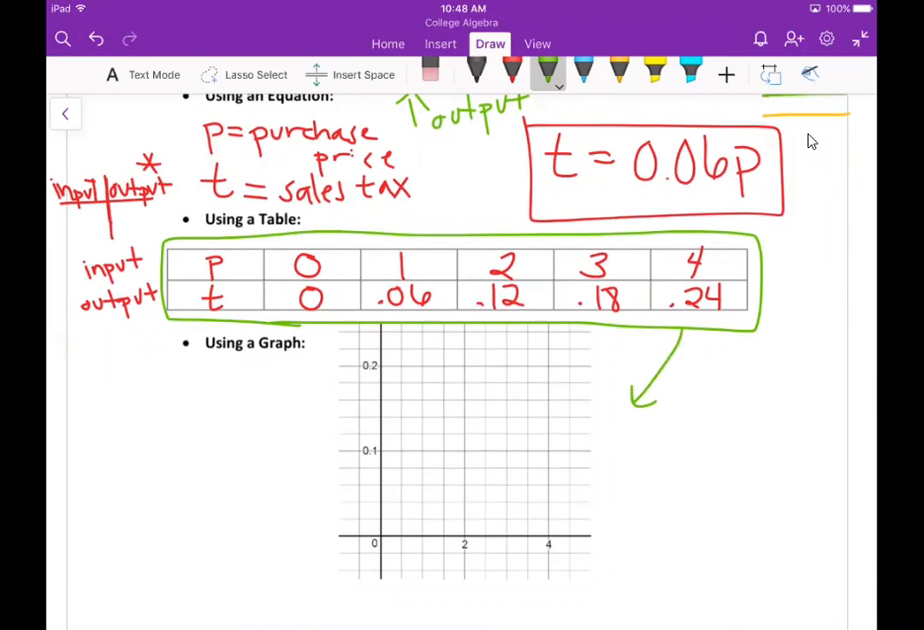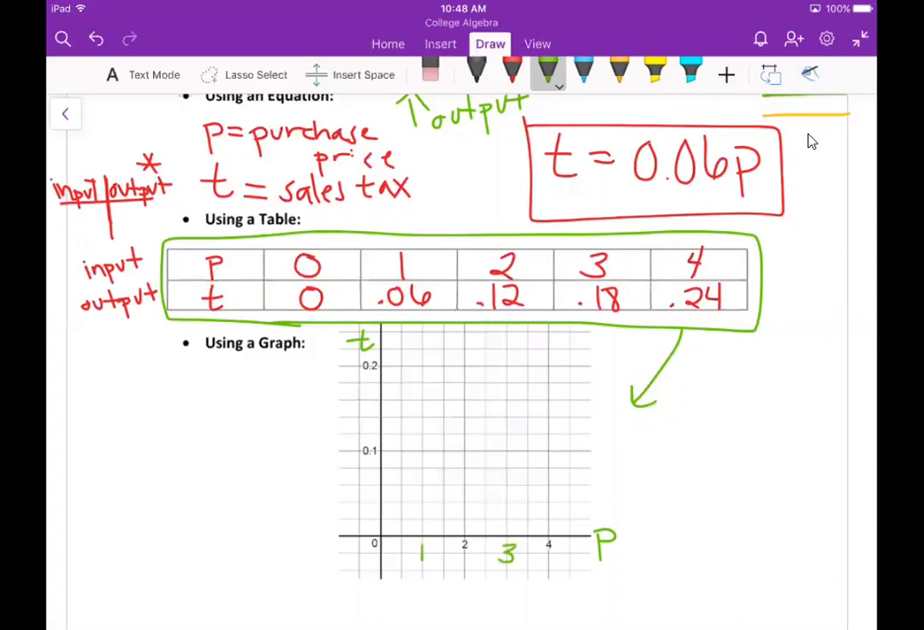Now, which variable would go on my x-axis down here? Would I be putting P on that axis or my coordinates T? And hopefully there you said P, right? Your input variable always goes on the x-axis and your output variable always goes on the y-axis. And that's why I have the scale set up like I do. So if you'll notice here, we're going by whole numbers.